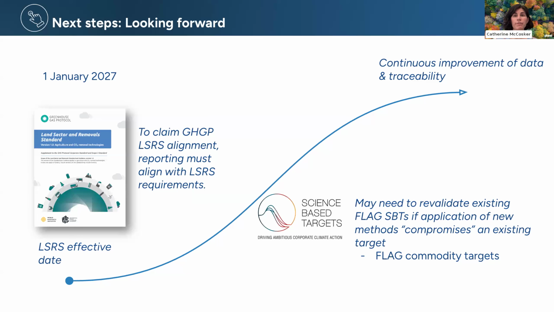In terms of implications for FLAG targets, obviously those need to be revalidated if application of new methods compromises, quote unquote, an existing target. We think this is a low risk for FLAG sector pathway targets where you have an absolute percent reduction. But if you have a FLAG commodity target, which is intensity based, then it is likely to be compromised if the mix of removals and land use change is different to the one you had in your base year, and then you may be looking at revalidation. So that's alignment with the LSRS, and then there is a wider movement in the standards space.